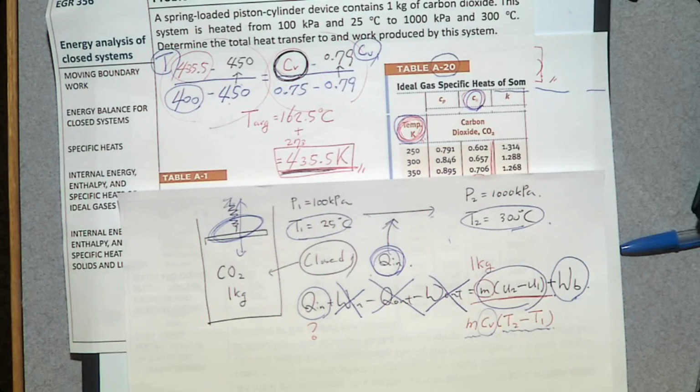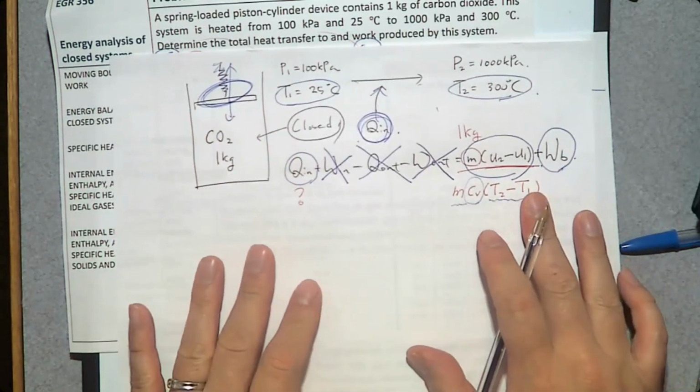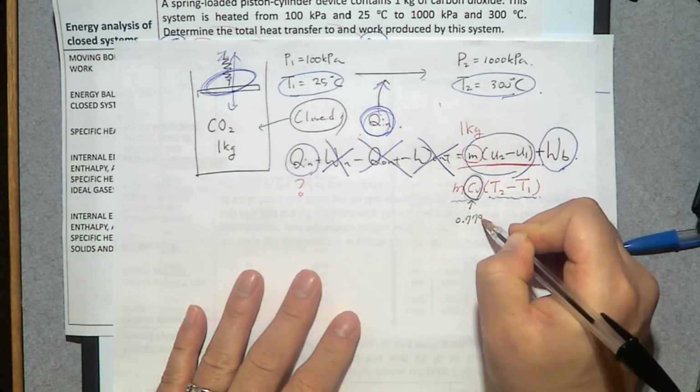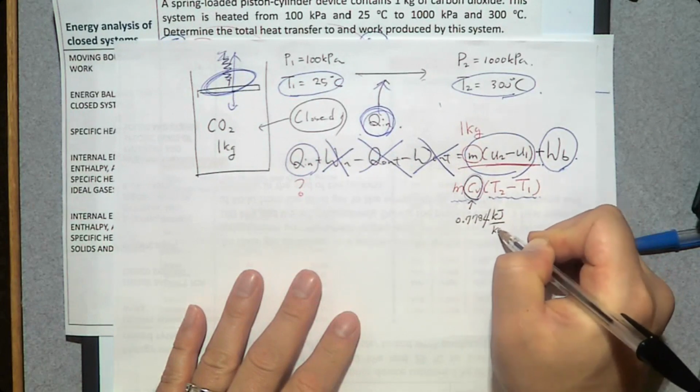I don't have a calculator, so I have to use this one. So 400 times 0.75, 35.5 for 33, and 45 times 0.79, and I get 0.7784. So going back to this equation, this CV is 0.7784 kilojoule per kilogram Kelvin.